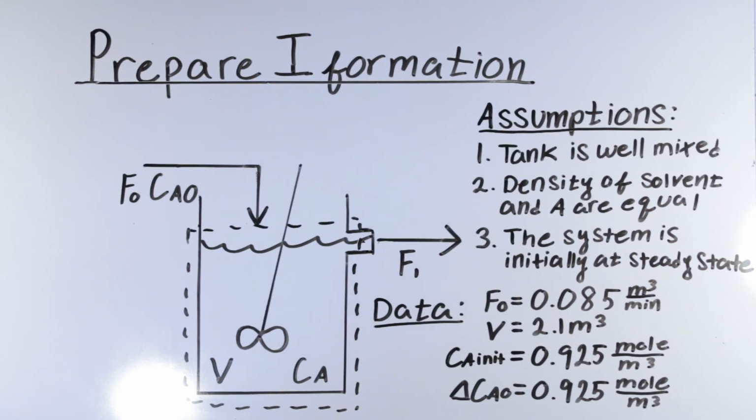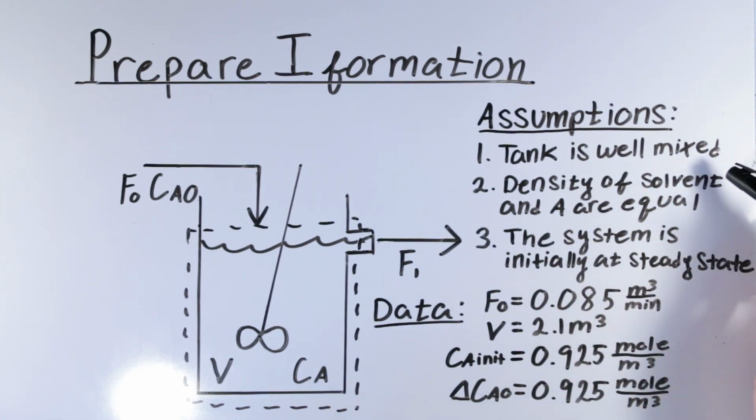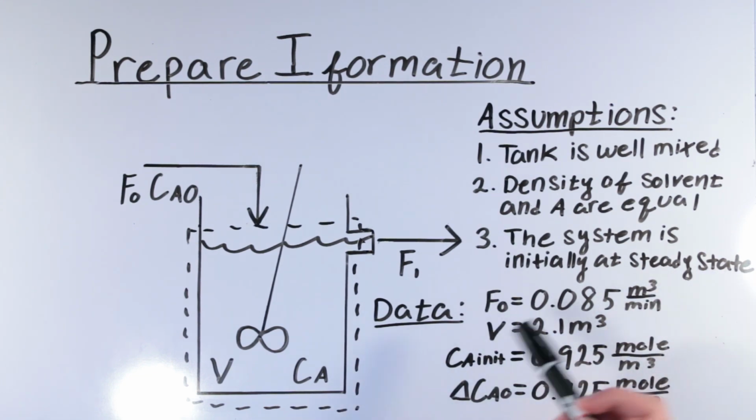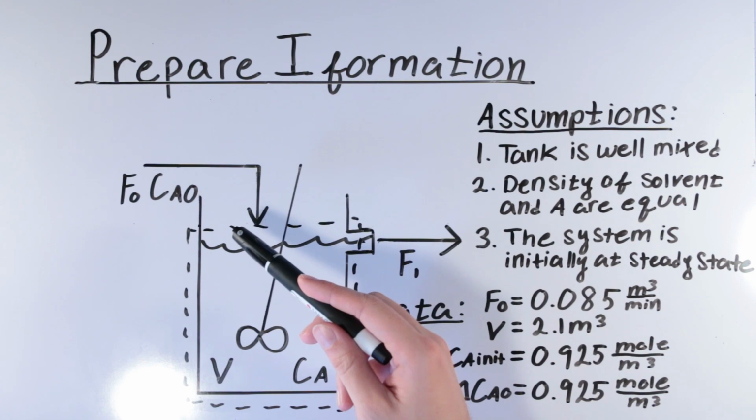For this example, 3 conditions are assumed to be true. 1. The tank is well mixed. 2. The density of solvent and chemical component A are equal, and this assumption assists in the validity of assumption 1 that the tank is well mixed. And 3. The system is initially at steady state. So before we begin observing the system, the concentration of chemical A in the tank is equal to the concentration of A in the inlet stream.